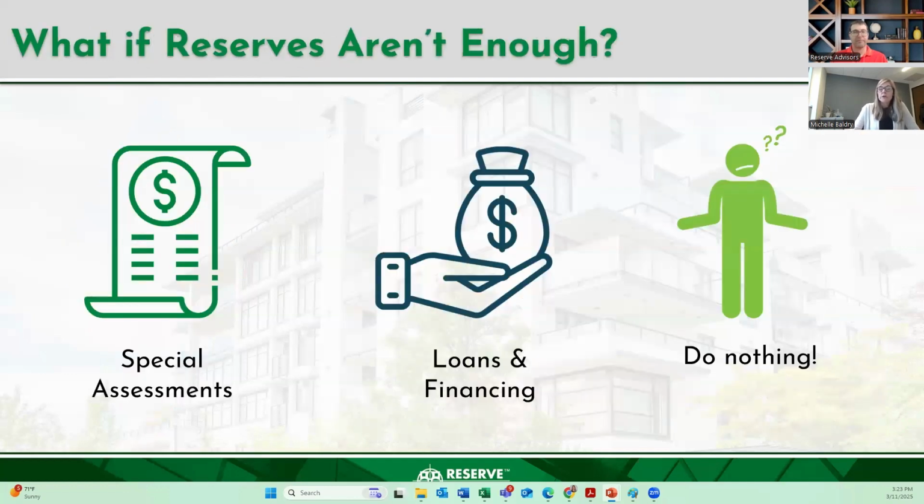But what if reserves aren't enough? What if we knew we had this reserve study, this is how we should have funded reserves, but for one reason or another, the association didn't elect to increase at the levels requested in the reserve study? Well, now you're forced with, as we said, the options previously: either a special assessment, a loan or financing, or worst of all, doing nothing, which we know is the absolute worst case scenario. Not only will that hurt property values and erode condition, it will further deteriorate those components. So it will end up costing more money in the long run.